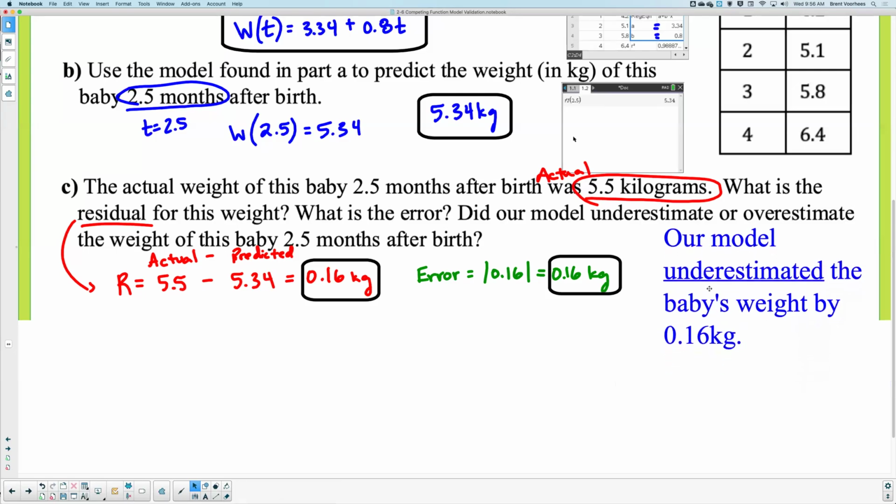Now, the reason it was an underestimate is because the residual was a positive. If it's a positive number, just mathematically, to get a positive number, that means the actual is bigger than the predicted. If the actual is bigger than the predicted, it was an underestimate. We estimated too small. So that's why it's an underestimate. If your residual is negative, then you overestimated. That would mean the predicted was bigger than the actual mathematically. Okay, so this is an underestimate.